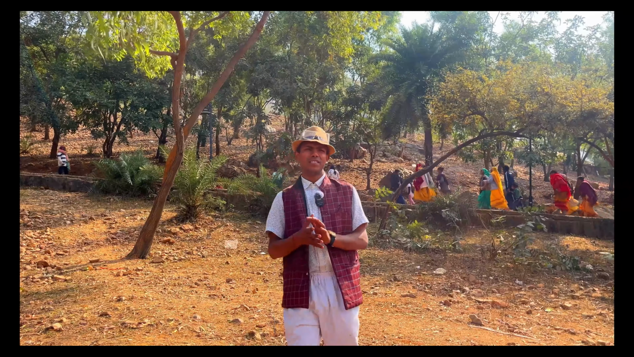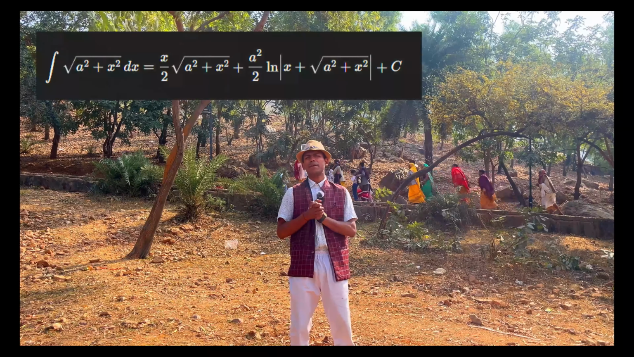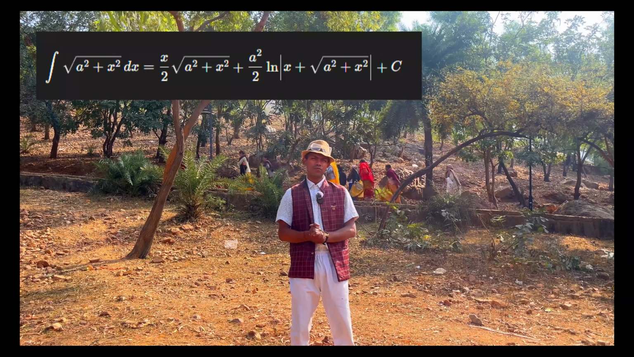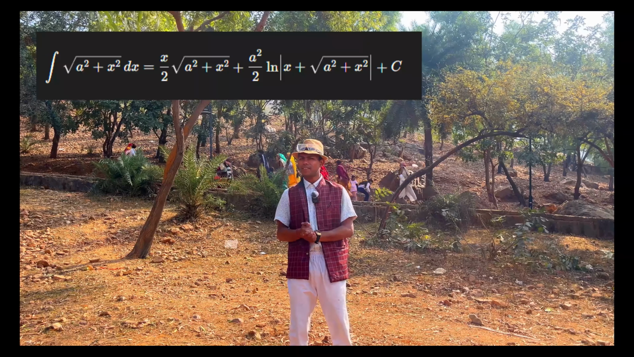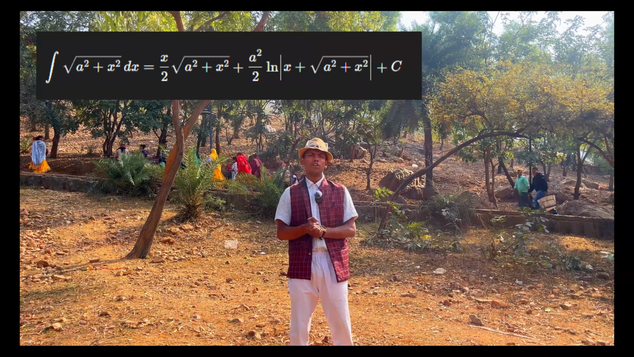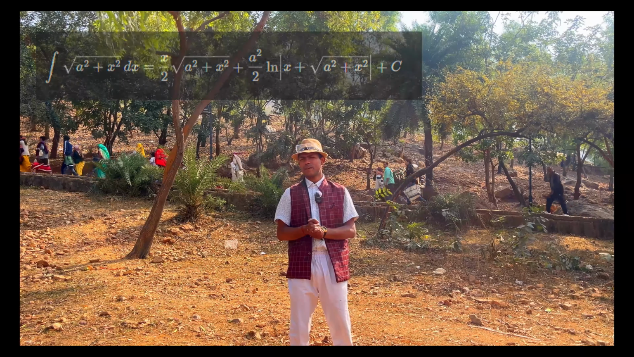Now I'm going to discuss the integration of under root a square plus x square dx, which is equal to x by 2 under root a square plus x square plus a square by 2 log of x plus under root a square plus x square.